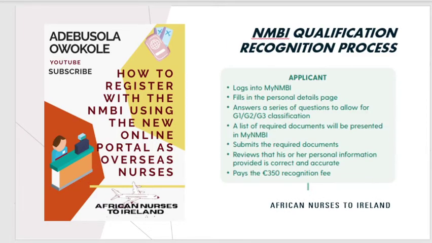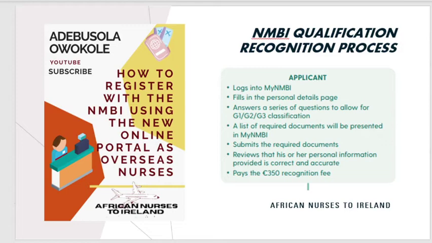Now the NMBI qualification recognition process, this is just a summary of the process. Firstly, the applicant needs to log into my NMBI with your login credentials. Then you fill the personal details page. That's step 1. Step 2, you need to answer a series of questions to allow for your classification. As an African nurse, if you've never traveled out of your country to practice as a nurse, and you didn't study outside your own country, you fall under group 3. That's outside the EU or outside the EEA classification.